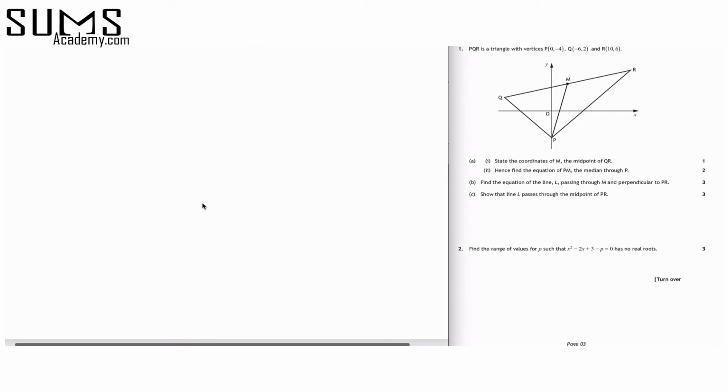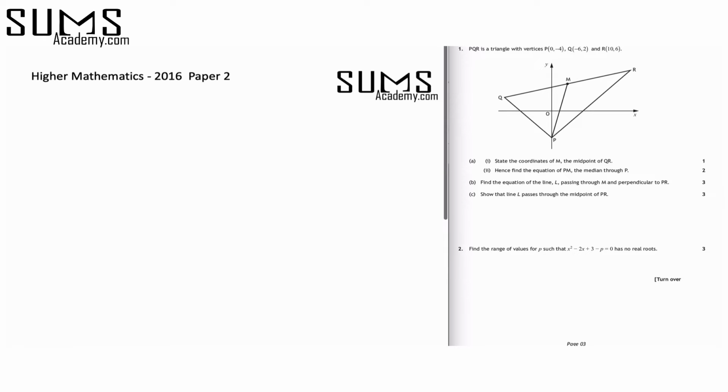I think I'll have to go onto a new page for this. Okay, part B. Find the equation of the line passing through M and perpendicular to PR. So we know that the line is going to be perpendicular to PR, and we also know that it's going to pass through M. So we need to work out the gradient of PR, then take the perpendicular gradient of that value. So let's work out that first.